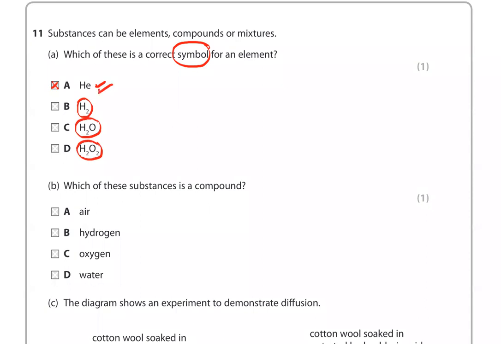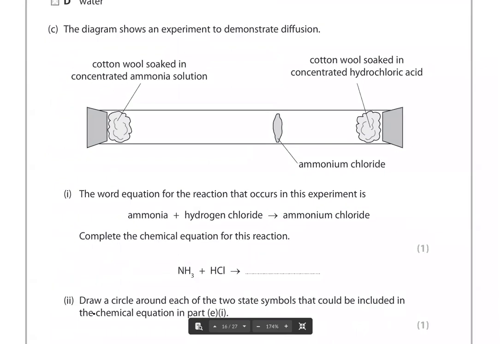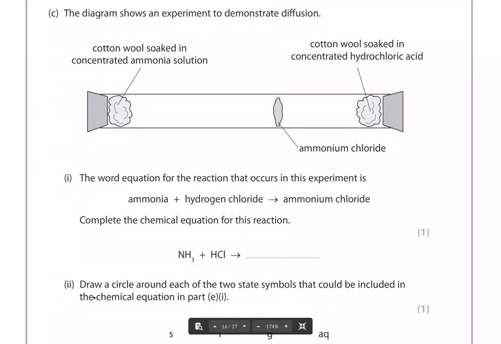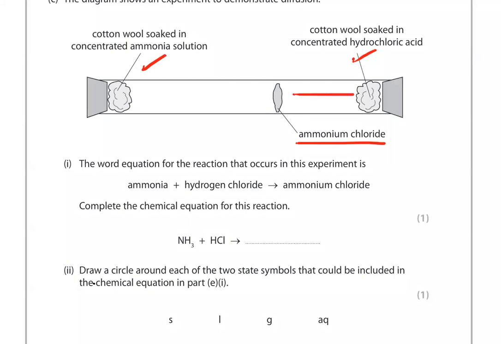Which of these substances is a compound? Air is a mixture. Hydrogen is an element. Oxygen is an element. Water is a compound. So D. The diagram shows an experiment to demonstrate diffusion. Question C. It gives the same drawing: cotton wool soaked in ammonia on the left and cotton wool soaked in hydrochloric acid on the right, and the ammonium chloride of course forms near the cotton wool soaked in hydrochloric acid.